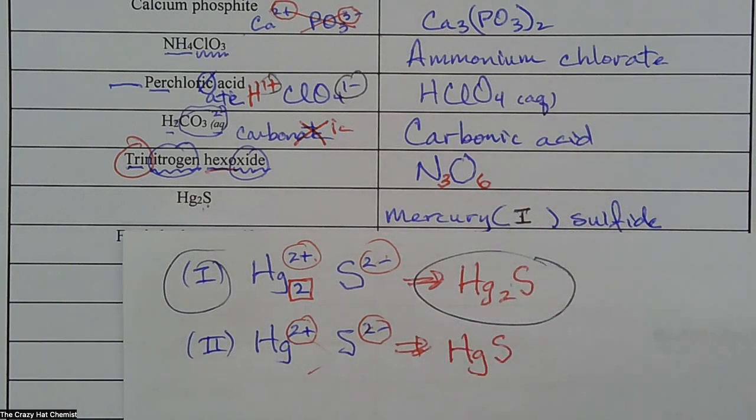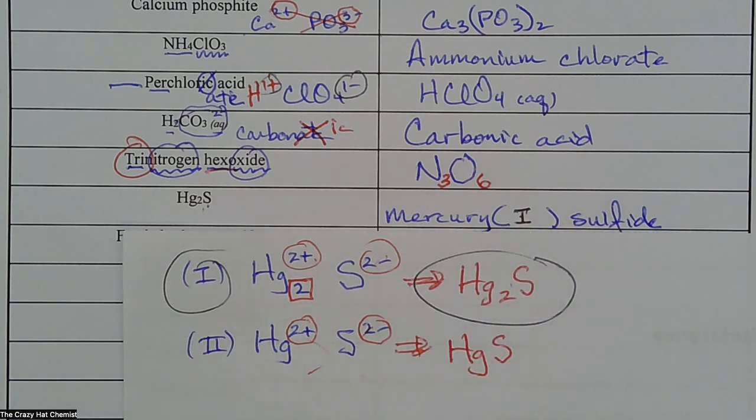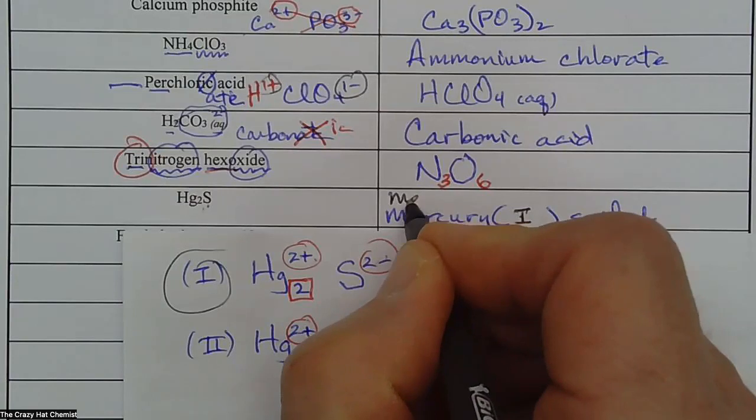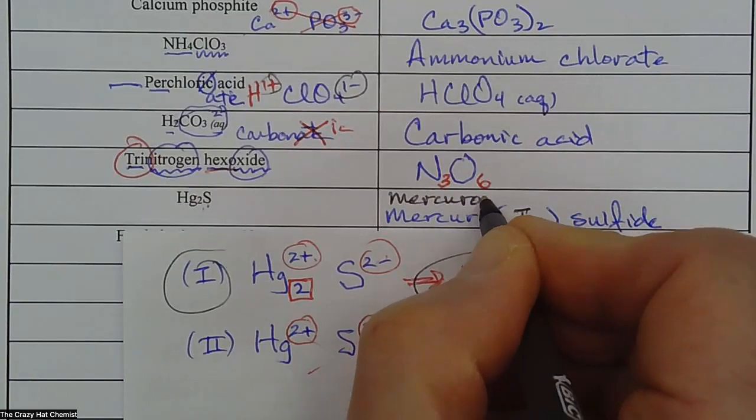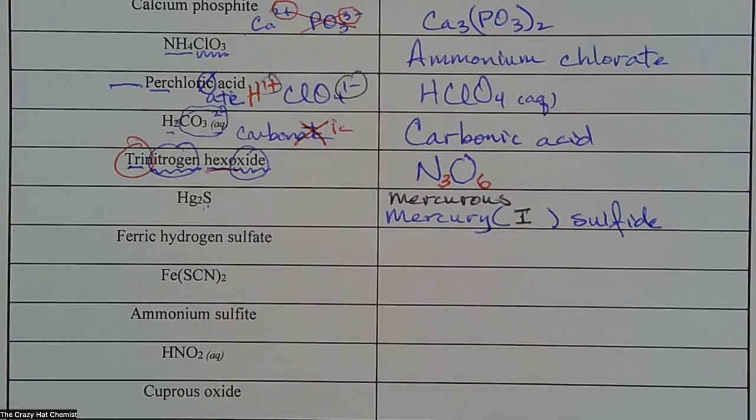And then the other naming of this is the systematic naming, mercury 1 sulfide. The common name is mercurous. So mercurous sulfide, that's the common name. All right, so I'm going to peel that away, and hopefully that helped out for you.